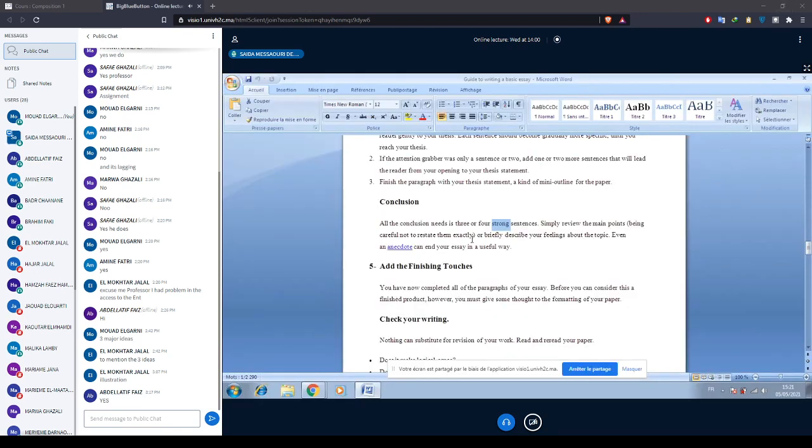Or briefly describe your feelings about the topic. You may just give your feelings about the topic. Even an anecdote can end your essay in a useful way. So it is just to wrap up your essay. But you're not going to use any new ideas in the conclusion. Either summaries, stronger sentences, your feelings, or suggestions for further action or whatever.